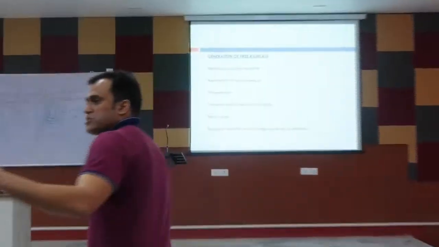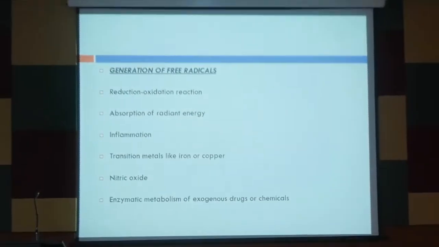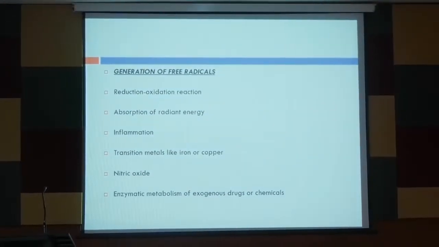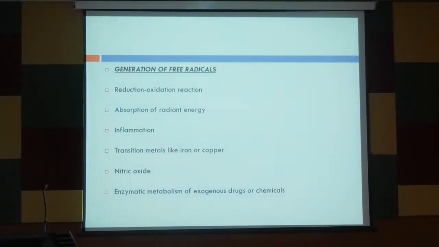Normally in this oxidation reduction reaction, what happens? Water is formed. Hydrogen and oxygen react to form water. But sometimes there may be 1, 2 or 3 electrons transferred. Depending on the extra electrons transferred, we get various compounds like superoxide anion, hydrogen peroxide or hydroxyl radical.